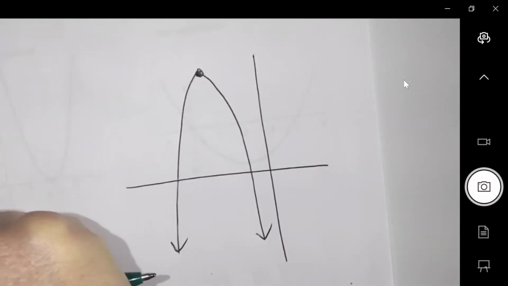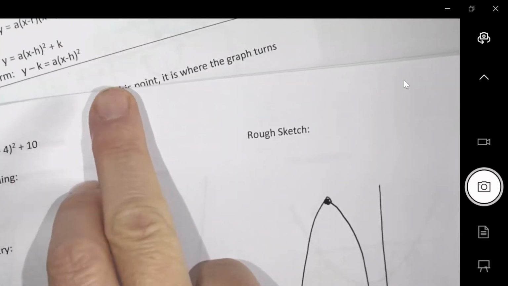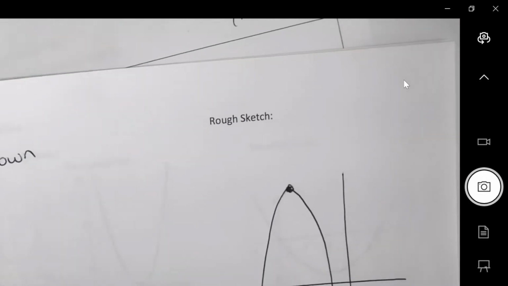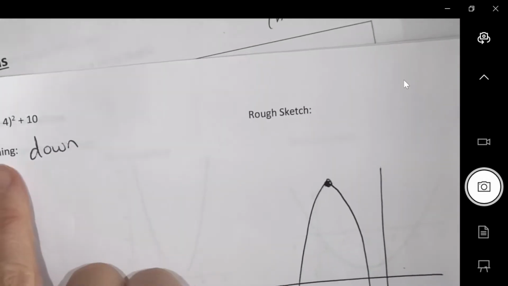Question 1. What's the direction of opening? So this opens down. Okay, obviously because I graphed it. The pre-calc reason would be because this number is negative, negative 2.